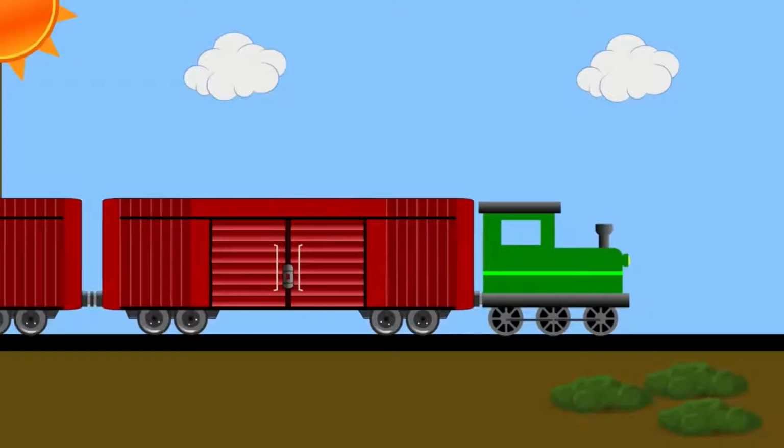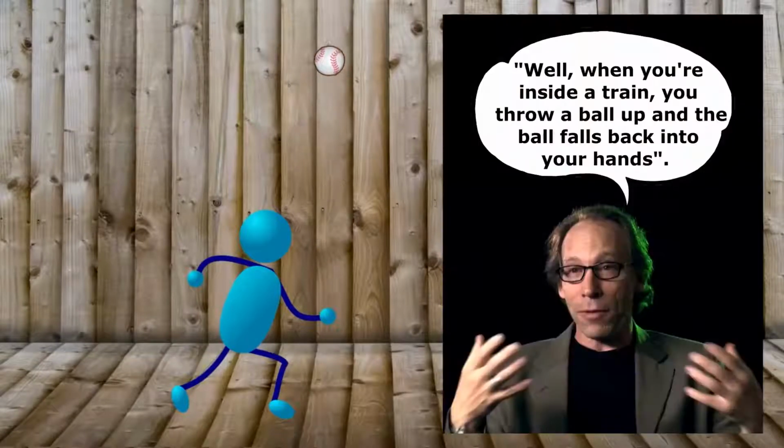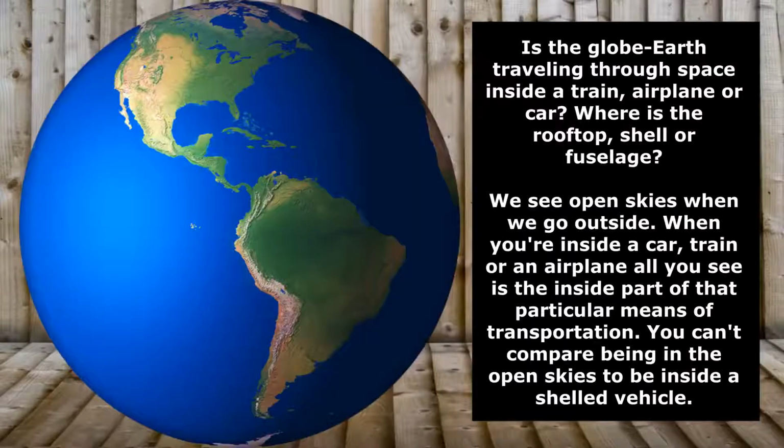Now the experts will come to you and they will compare the movement of the Earth to being inside a moving train or an airplane. The expert will tell you, well, when you're inside the train, you throw a ball up and the ball falls back into your hands. That's their explanation why we don't feel anything. They compare being on the surface of the Earth to being inside the train or an airplane.